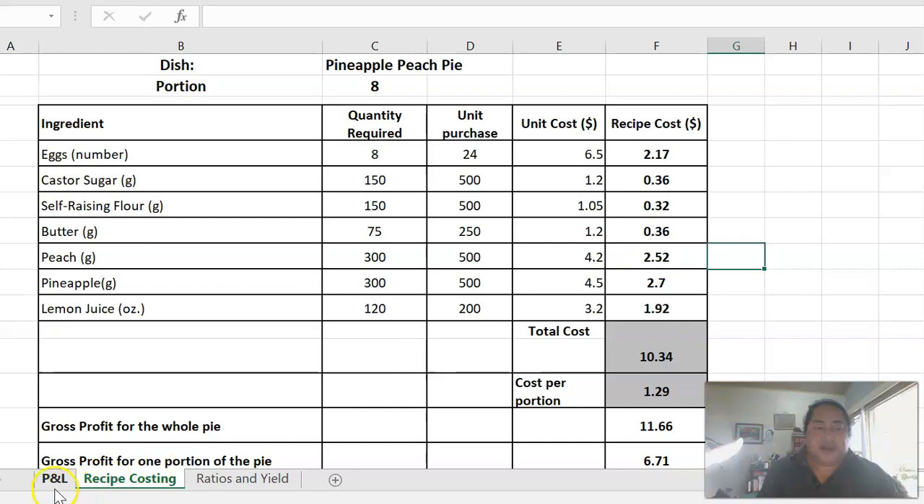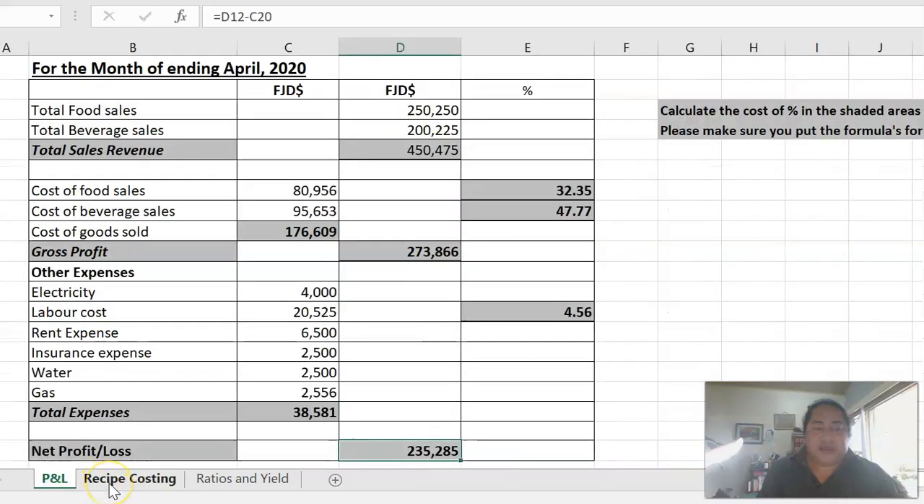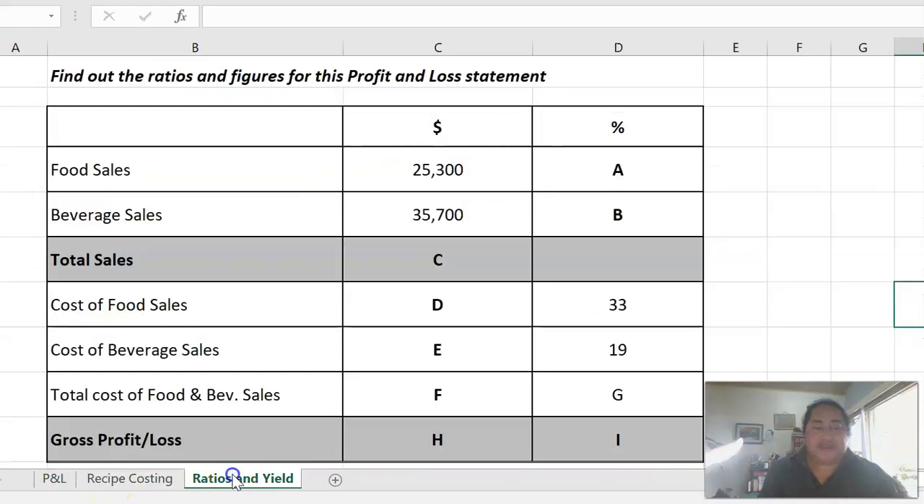So we did the profit and loss account, we did the recipe costing, and now we do ratios and yield. I think you did this in your TS108 session, but we did it with calculators. Remember in TS108? For 209, you do this on the computer. So you find out A, B, C, D, E, F, G, H, I.